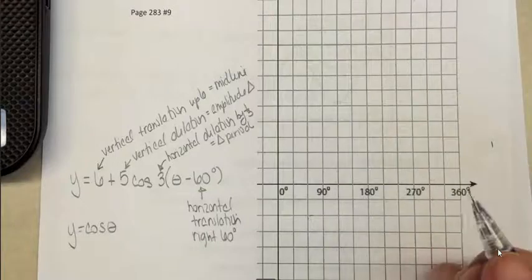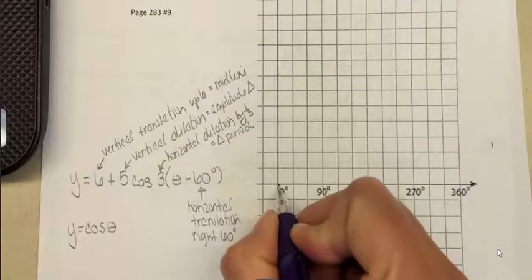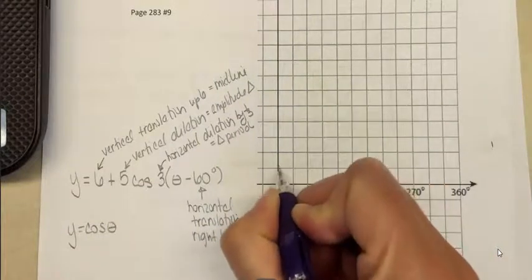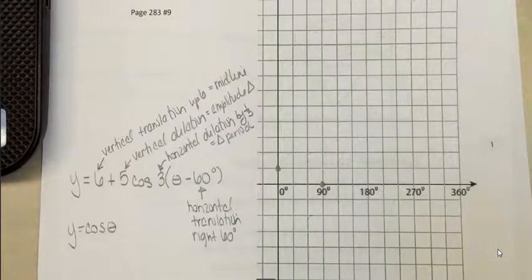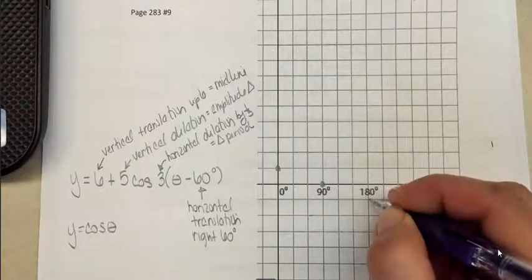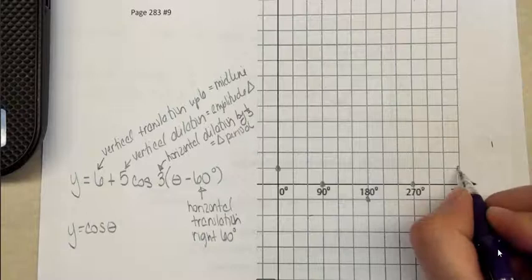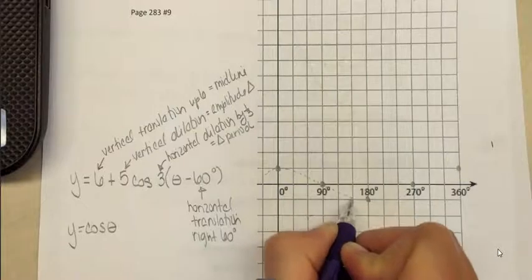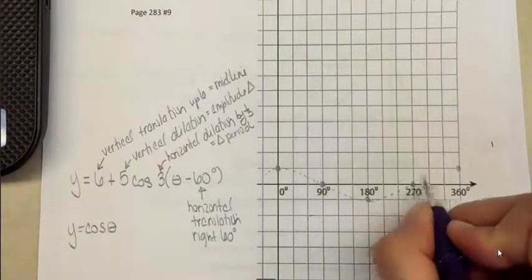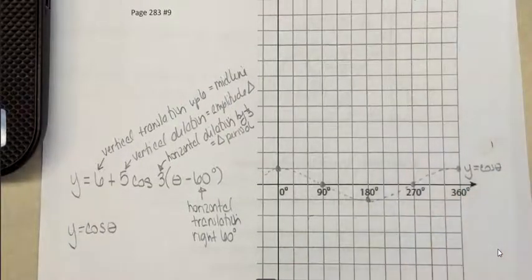At this point in your life, hopefully you know the cosine graph. For my y-intercept, I should be up at 1. At 90 degrees, I'm at 0. At 180, I'm down to -1. At 270, I'm back at 0. And then at 360, I'm up to +1 again. So what I've just done, I'm just dotting it. This is my parent graph, y equals cosine of theta.